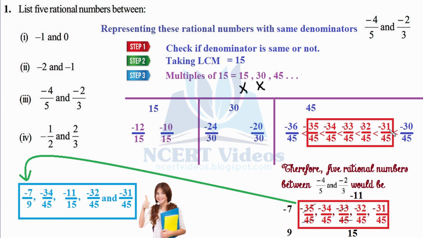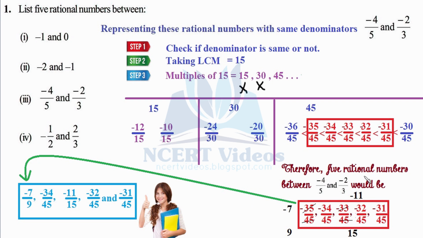Again, negative. Now when we try to find, we get exactly 5 rational numbers, and that's what the question is asking for. So minus 35 over 45. Again, this is on the left hand side on the number line. That is, minus 36 is smaller as compared to minus 35. Then minus 34 over 45, and so on.